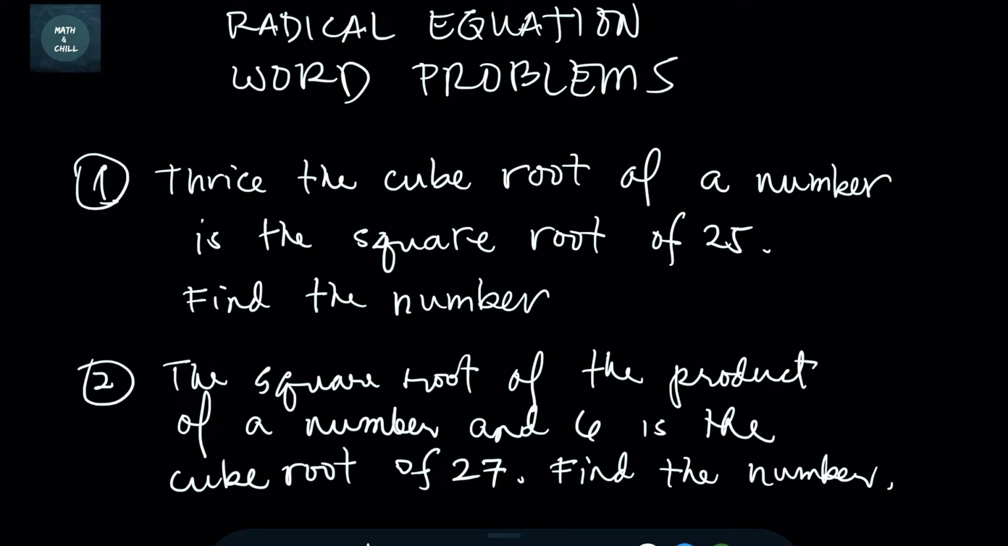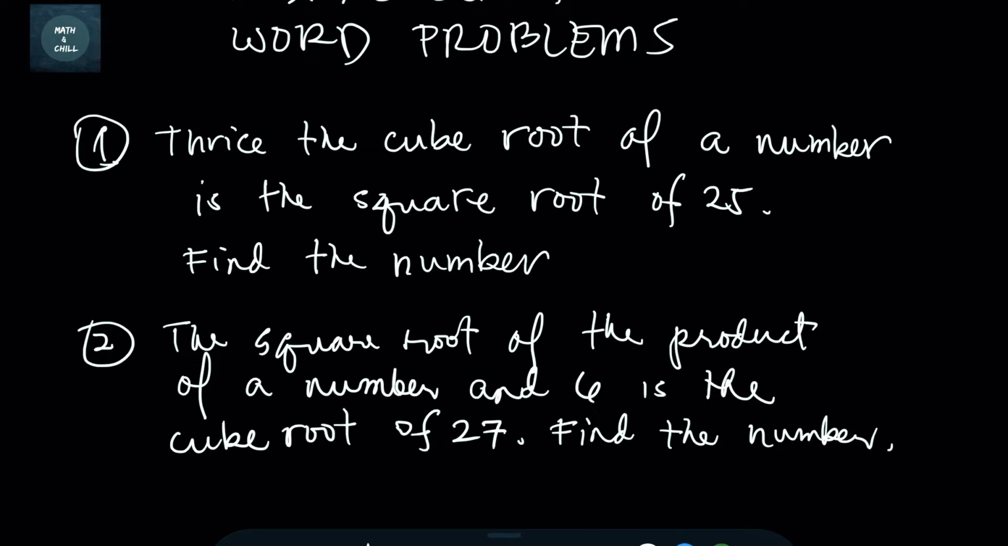Hello, dear students. We will discuss word problems involving radical equations. So what we have here are two word problems. Number one is this: thrice the cube root of a number is the square root of 25. Find the number. And the second: the square root of the product of a number and 6 is the cube root of 27. Find the number. So how do we solve these?